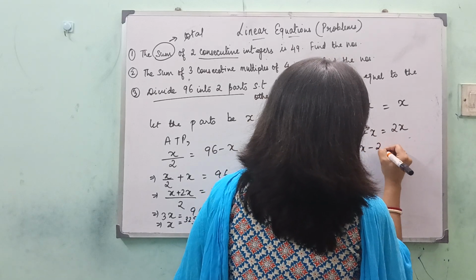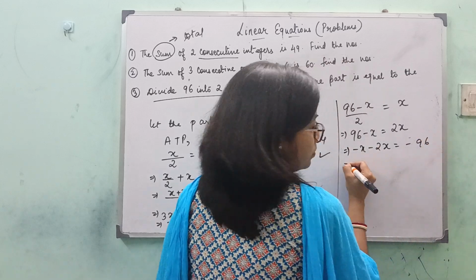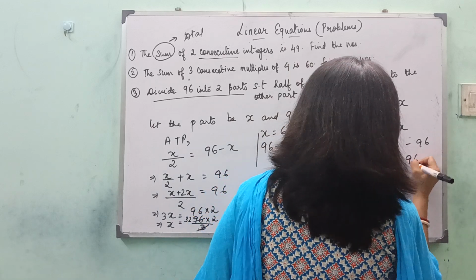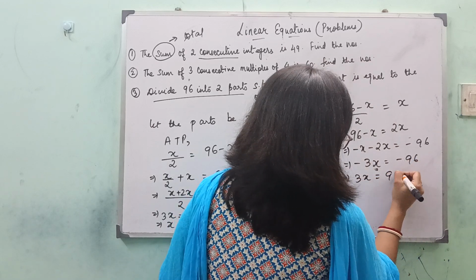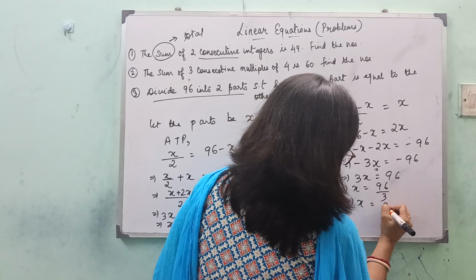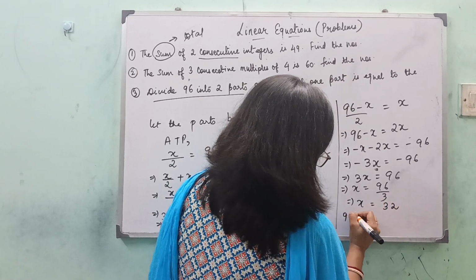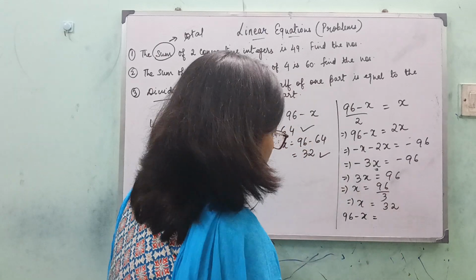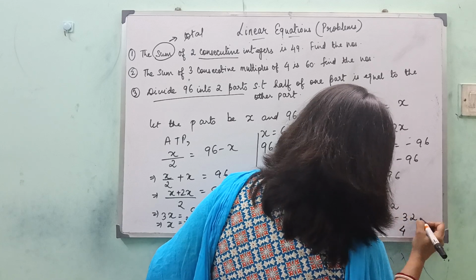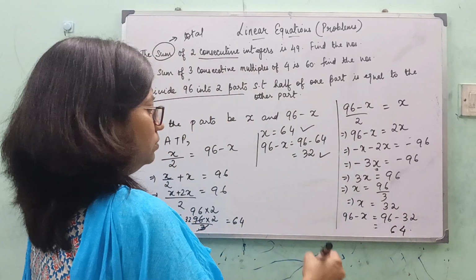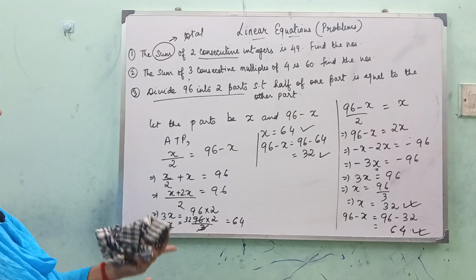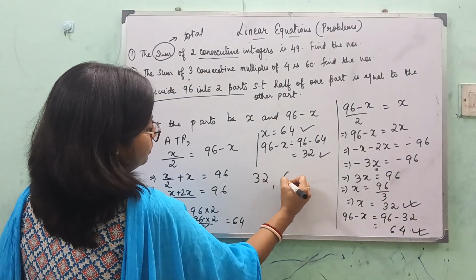if the x is this side, so minus 3x equals minus 96. So 3x equals 96, or x is equal to 96 by 3. So x is equal to 32. So x is 32 means 96 minus x will be equal to 96 minus 32, which is equal to 64. So, see, 32 and 64. Okay, so your parts are 32 and 64.